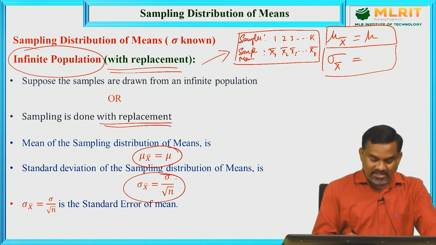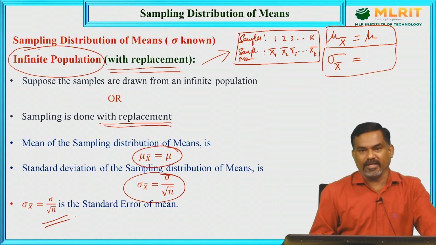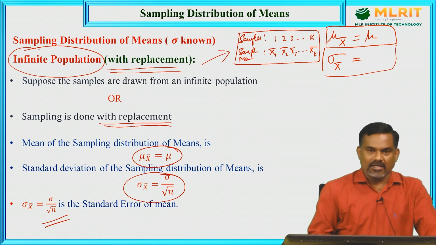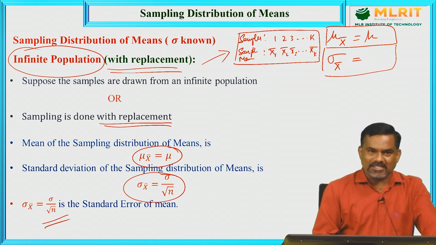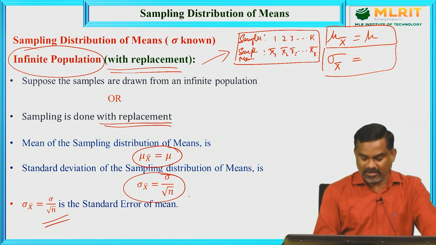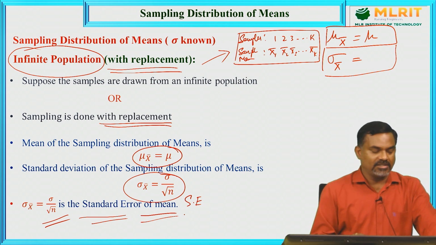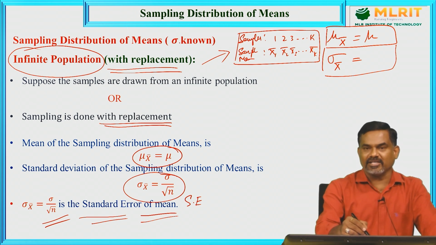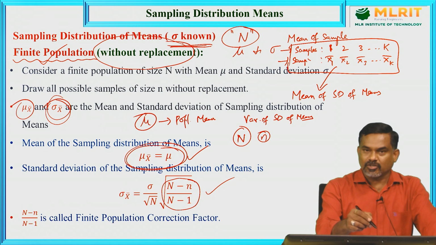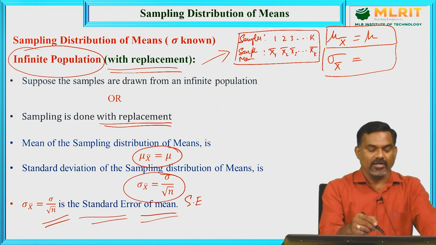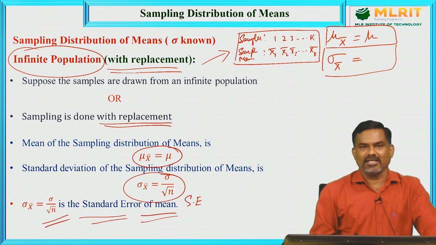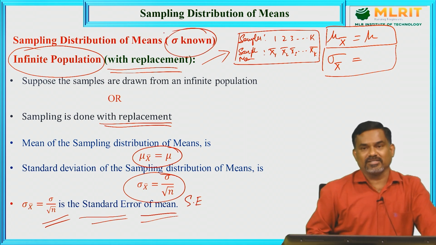So, here this sigma by root n is called the standard error of mean, which we have discussed in the earlier slides. So, sigma x bar equals sigma by root n is the standard error, SE, standard error of means. So, these two are different cases in sampling distribution of means when sigma is known. If we have sigma, that means the standard deviation of the population is given, then there are two different cases, like finite population and infinite population, or without replacement and with replacement.